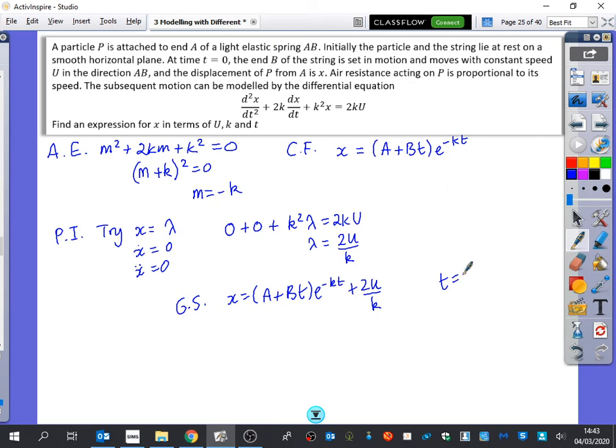When t equals 0, the end of the string is set in motion and moves with constant speed u. So v is u. It says initially the particle and the string lie at rest on a smooth horizontal plane. And at t equals 0 the end of the string is set in motion and moves with constant speed u. Yeah, so I think v is u.